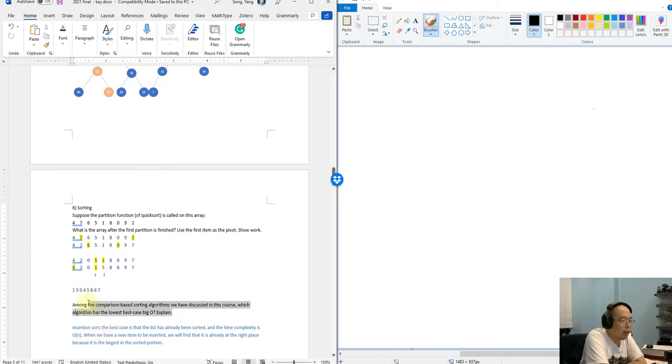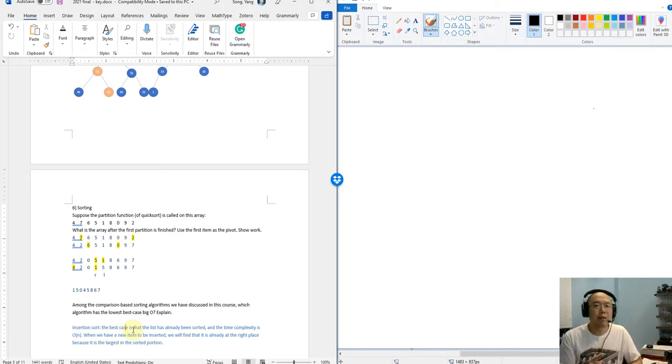Okay, the next one. Among all the comparison-based sorting algorithms, which one has the best case big O? Okay, so we are talking about the best case. Well, you may assume that the best case is when the list is pre-sorted, right? When a list is pre-sorted, you may assume all the algorithms should be faster, but that is not true. And think about that.